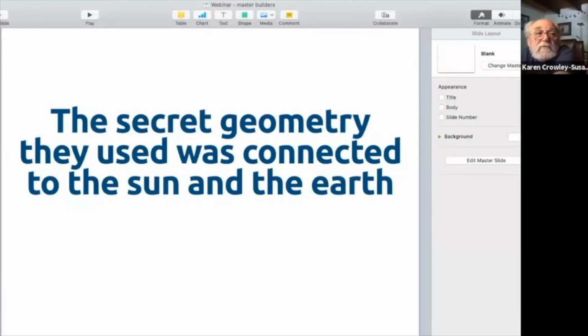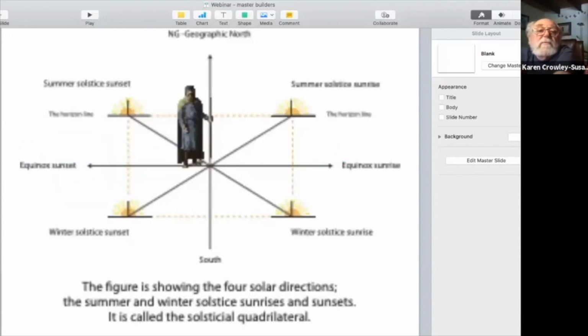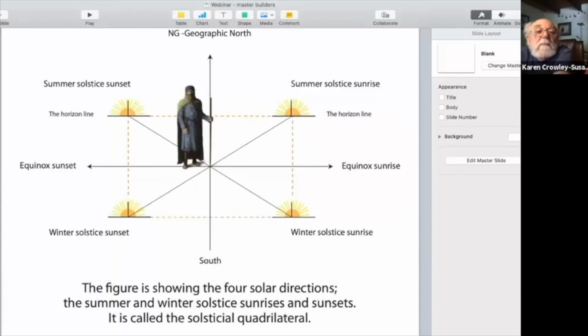Geometry is the connection that the master builders were making between the rhythm of the sun and the earth. And this was the particular figure of what we call the solstitial quadrilateral, showing the summer solstice sunrise, the winter solstice sunrise, winter solstice sunset, and summer solstice sunset.